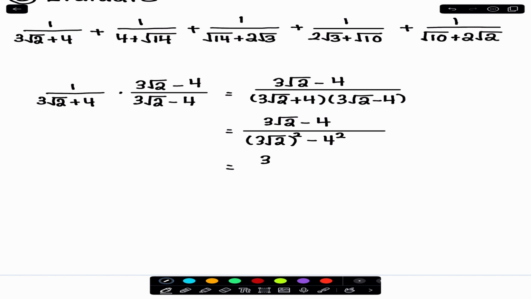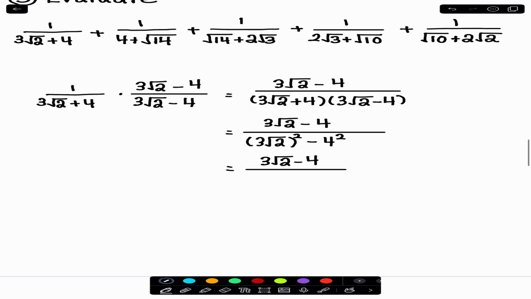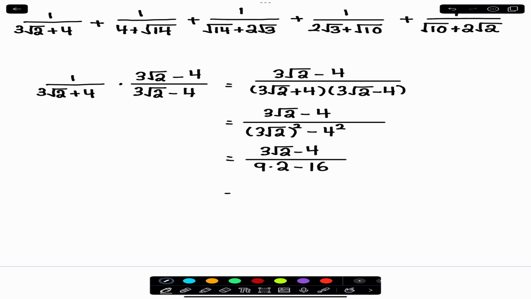And let's simplify the bottom a bit. So 3 root 2 squared. So that's going to be 3 squared times the square root of 2 squared. So that's going to be 9 times 2, which is 18. So let's write that out, 9 times 2, which is 18 minus 16. So in the end, that's a lot of work just to show this, but I want to go slowly. 3 root 2 minus 4 over 18 minus 16 is 2.